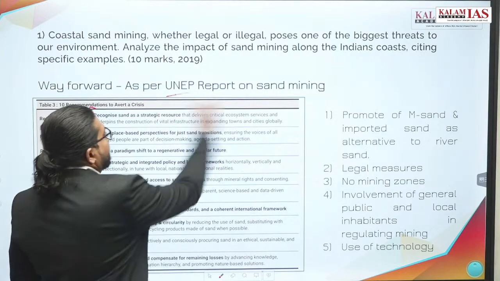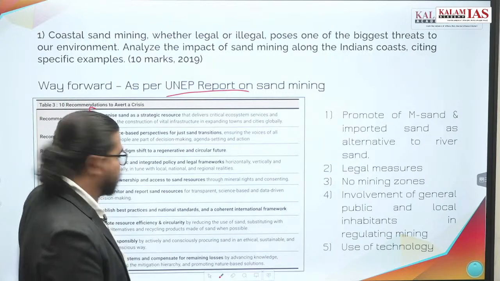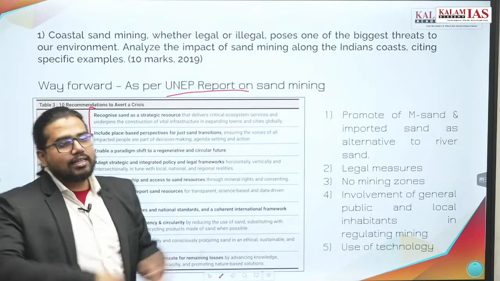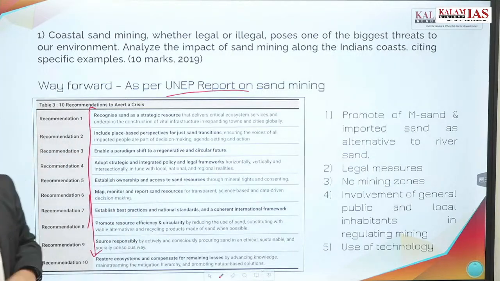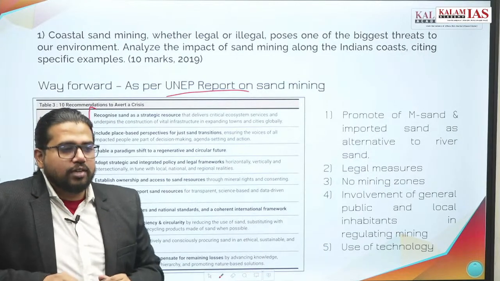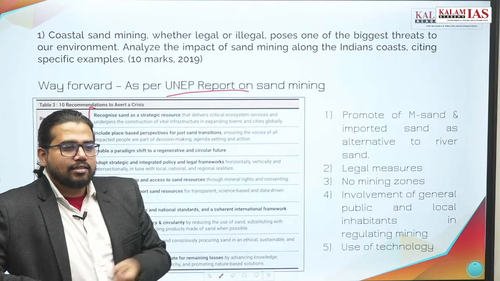Recently this UNEP report on sand mining was in the news. These are the recommendations which you should note. In future, sand mining is kind of an evergreen topic. This year we had a question on what? 2022, not remembering. There was one question on coastal erosion. So coastal erosion, sand mining, something like that.